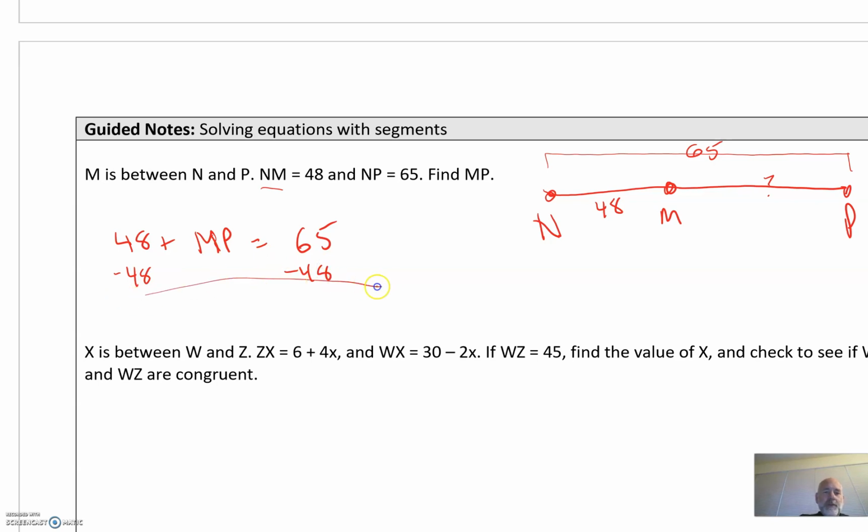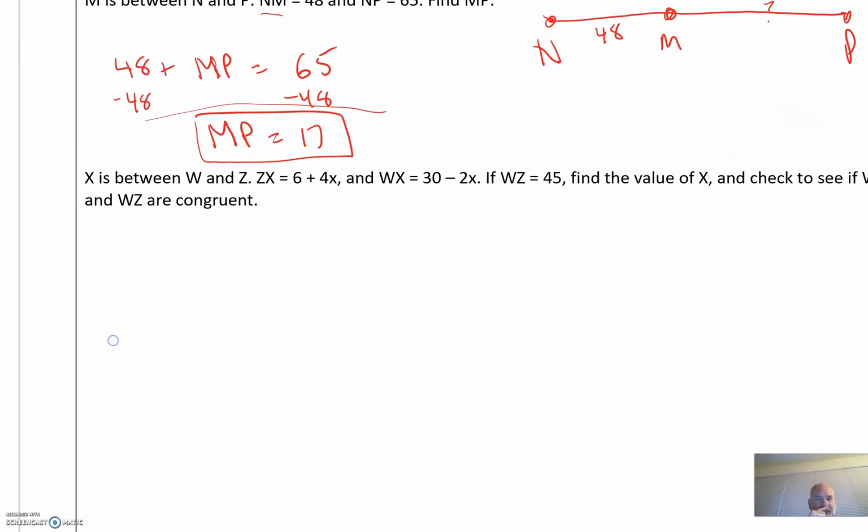And this is where, when we get to algebra stuff, we're always going to pause a little bit and check in with people, because we know that what people did in Algebra 1 last year might really vary depending on the person in the class. So MP is equal to 17. Boom, got it. Okay, here's the next one.